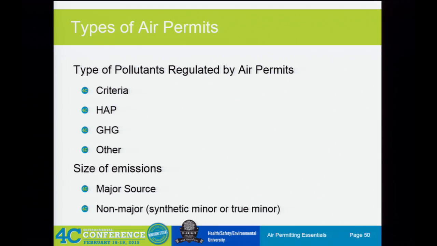And non-major sources can include synthetic minors or true minors. So what that means is that a true minor is where you calculate all of your emissions, and you're below major source thresholds. Synthetic minors can calculate your potential emissions for all of your sources, but you've identified specific areas where you're going to control the capacity of a certain unit, and you're authorizing specific lower limits than the capacity of the unit, and that's what we refer to as a synthetic minor, to get us below those major source thresholds.